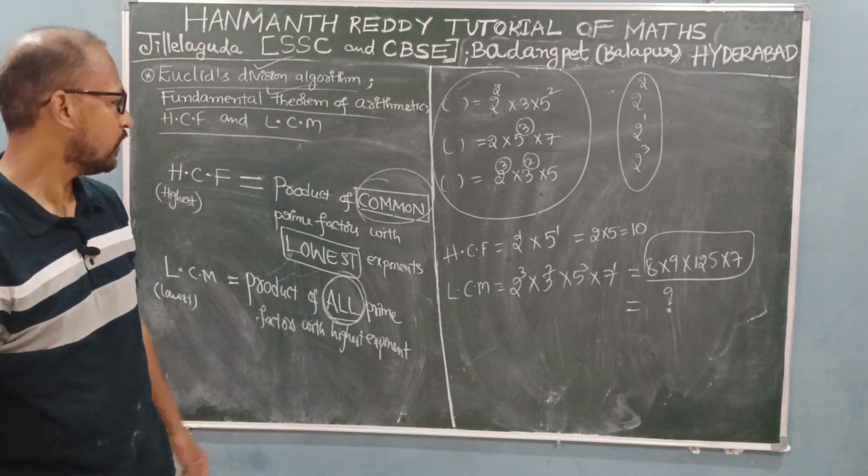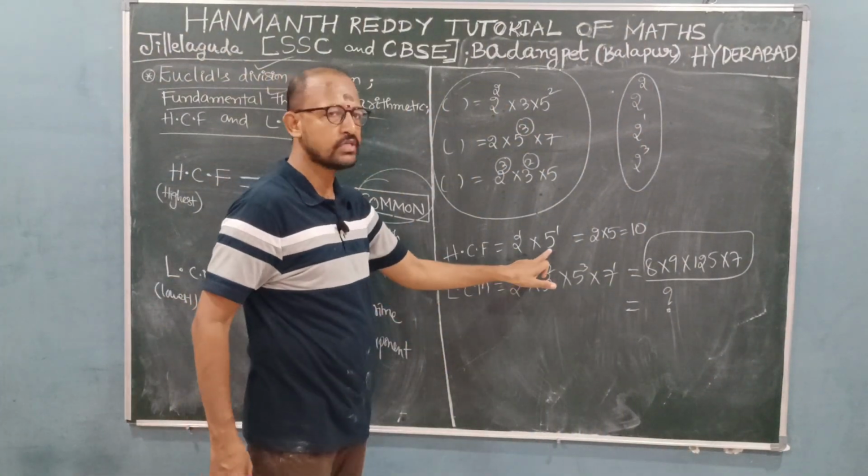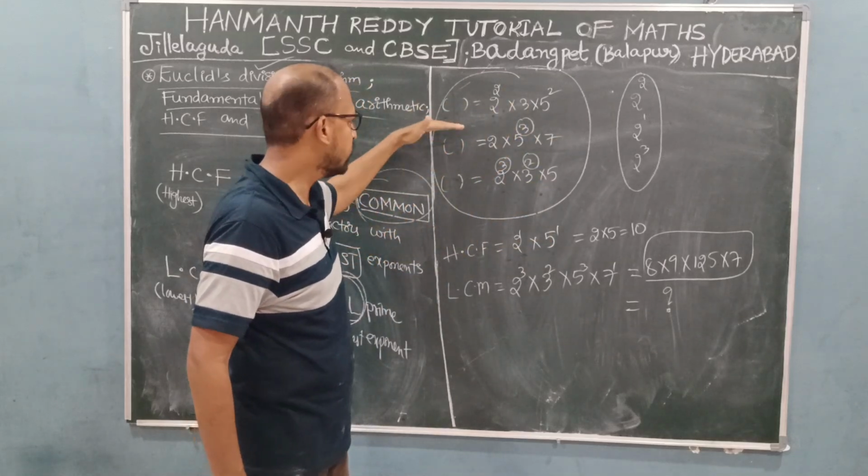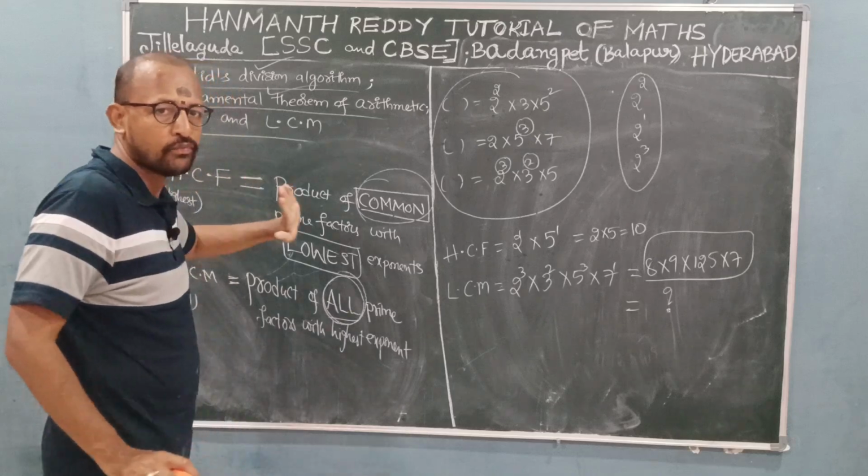Once again repeating: write only common factors in HCF. Only common means it should be repeated in all the given 3 numbers. I hope this is very clear for you all.